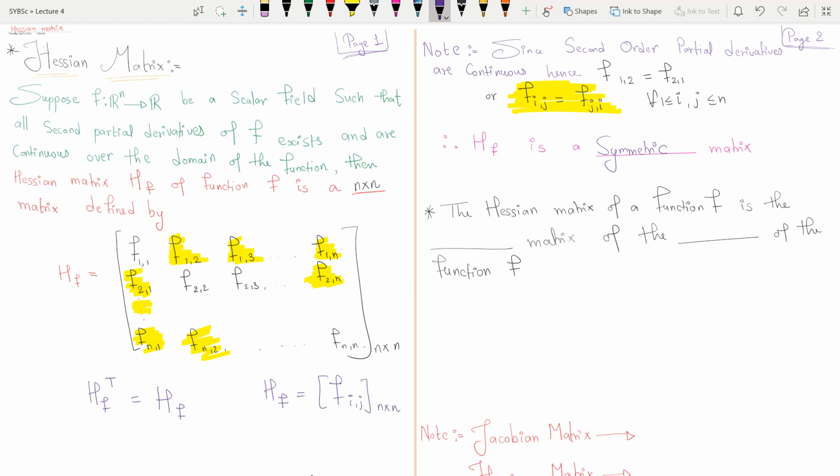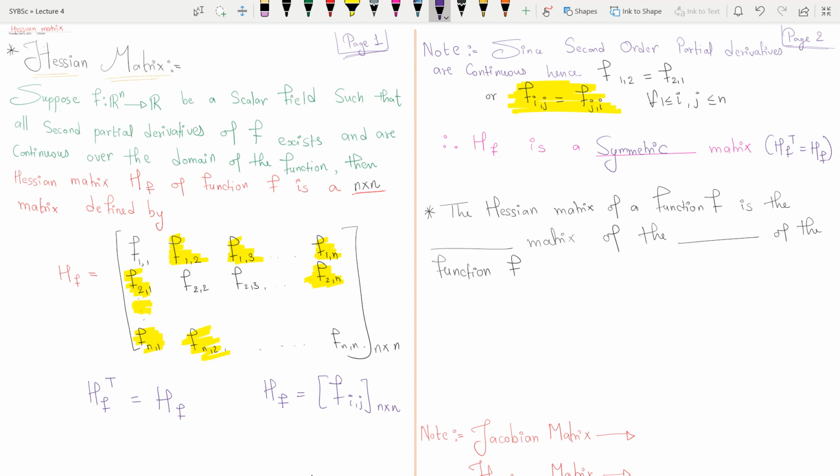Also, I know that f_ij is the same as f_ji. Hence, my Hessian matrix is always a symmetric matrix. Symmetric means what? Symmetric means Hf transpose is the same as Hf. Okay, so we are just learning the concept of the Hessian matrix now. Then we will apply it in later cases. I will solve examples, don't worry about it. But for now, let us just understand the concept of the Hessian matrix.